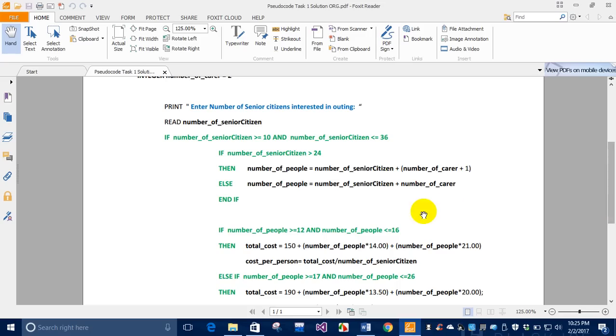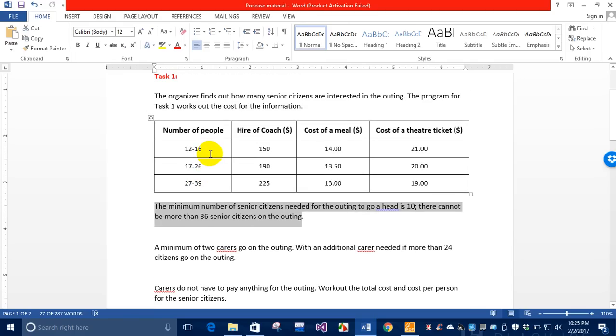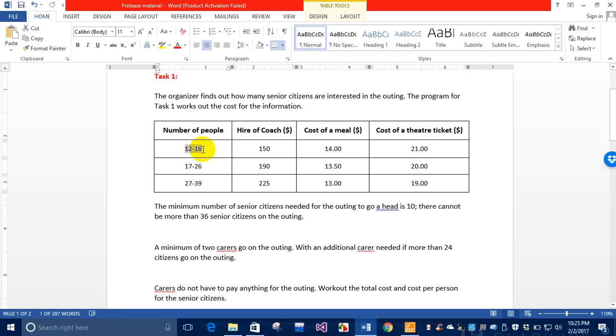strength of the people, the total strength of the number of people, as there are different categories for the number of people: 12 to 16, 17 to 26, 27 to 39. There are different coaches by which people are traveling for the outing. This one has a maximum capacity of 16, this one has a maximum capacity of 26, and this one has 39.